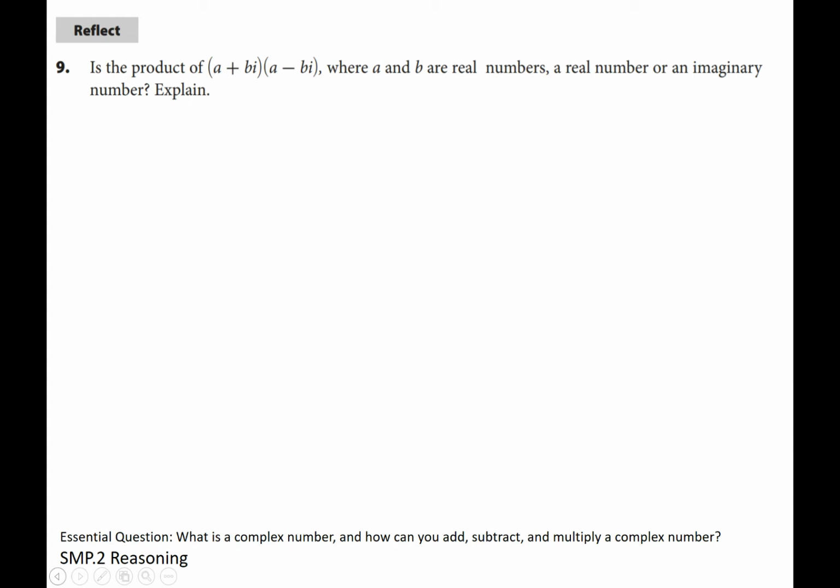All right, so is the product of a plus bi times a minus bi, where a and b are real numbers, a real number or an imaginary number? Explain. Okay, well, let's just try it and see what happens.